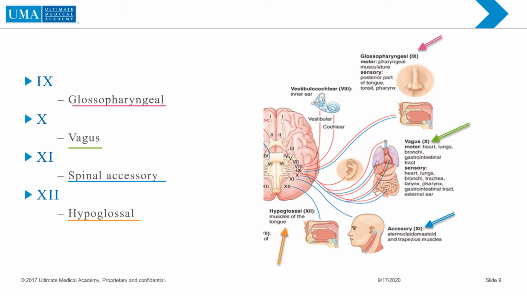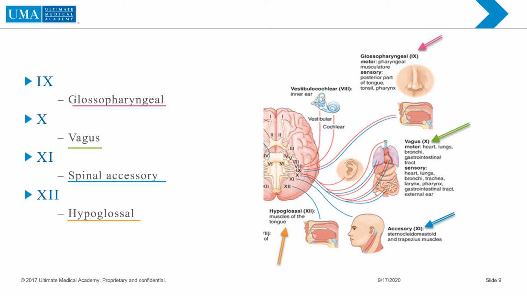The glossopharyngeal nerve, cranial nerve 9, has both motor and sensory purposes. The motor portion contributes to the pharyngeal musculature. This means it contributes to the pharynx and helps push food down the throat. The sensory nerves contribute to the posterior or back of the tongue, the tonsil, and the pharynx.